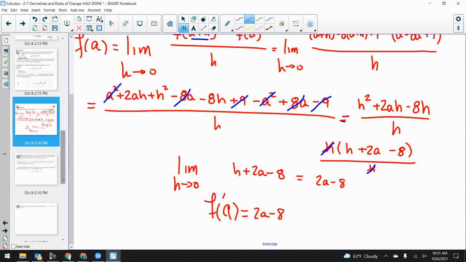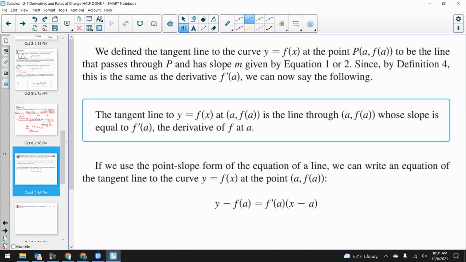Okay, let's try it again. Now we can do something a little bit more important, because it's good to find the derivative, but what's even better? Finding the equation of the tangent line. Remember that the derivative is really just the slope, the slope at a certain point, at point a.